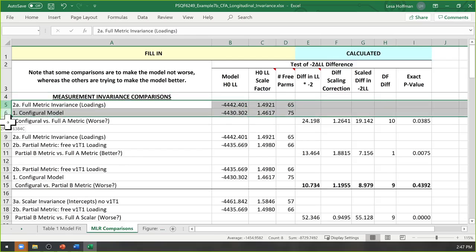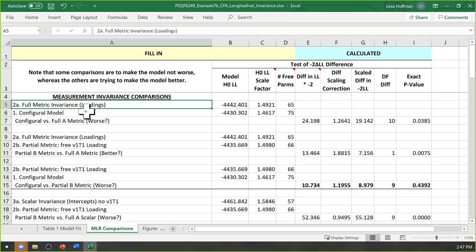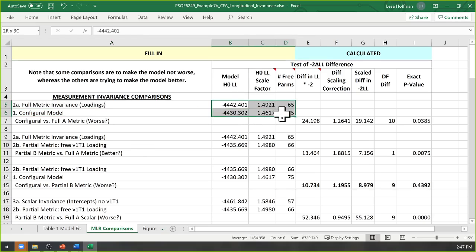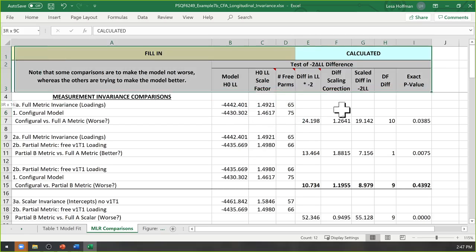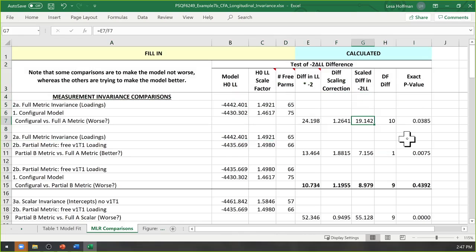So here's a spreadsheet. This is online. You can borrow it. I have it set up so that the model that has fewer parameters comes first, and the model with more parameters comes second. So it's metric versus configural because metric is the simpler model. The part in yellow you plug in, so we fill in the log likelihood, rather, the scaling factors and the number of parameters in each, and then the spreadsheet calculates the rest of this for you. Here is your test statistic in column G, the scaled difference in -2 log likelihood. So 19 is my chi-square.